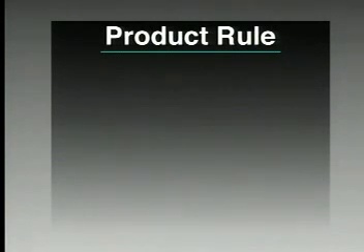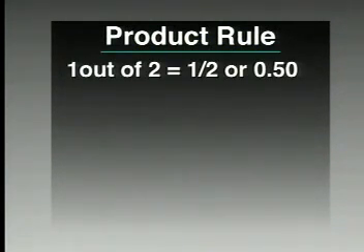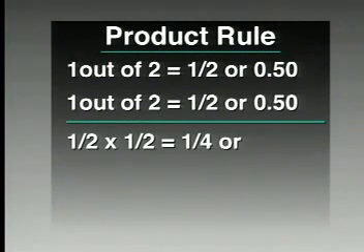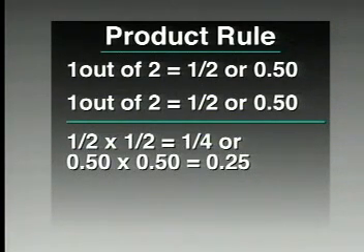We can use the multiplication or product rule to get the same result. The chance that the zygote gets a recessive gamete from one parent is 1 out of 2, 1/2, or 0.50. And the chance of receiving the recessive gamete from the other parent is also 0.50. Thus, the overall probability that the two recessive alleles will come together at fertilization is 1/2 times 1/2, which equals 1/4, or in decimal terms, 0.50 times 0.50 equals 0.25. This is the probability of any offspring being homozygous recessive for seed coat, provided that both parents are heterozygous.